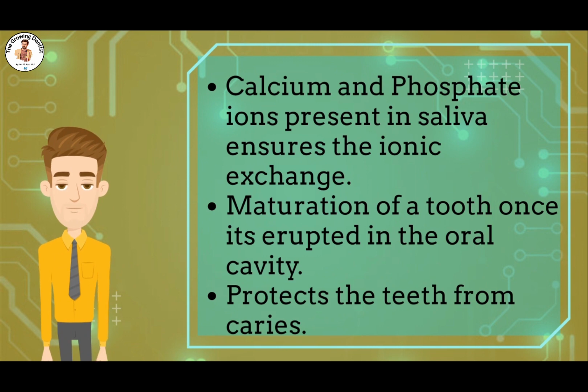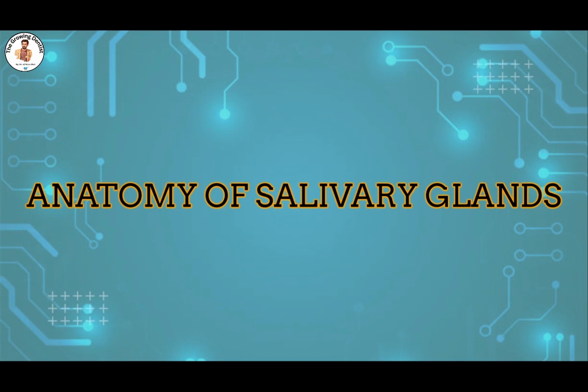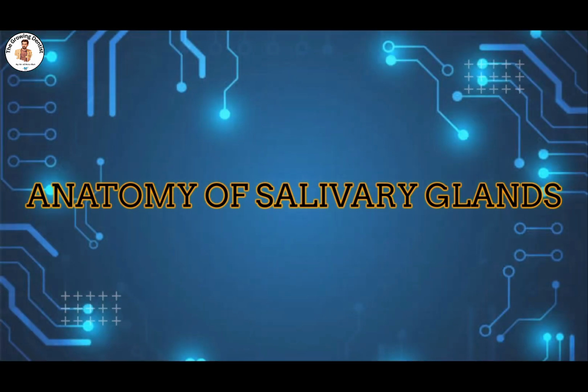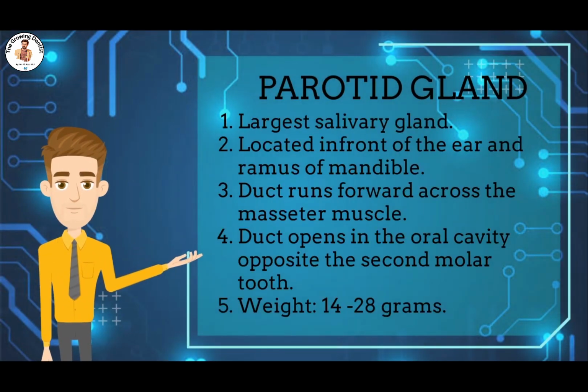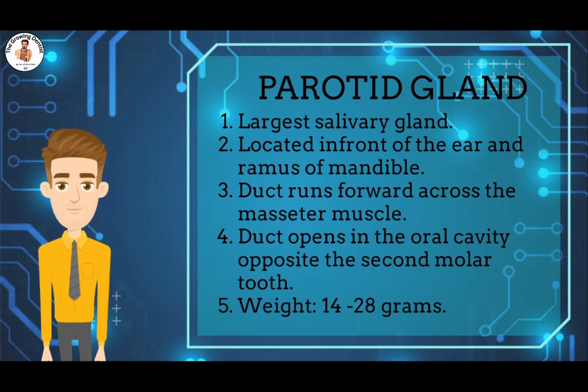Let's discuss the anatomy of salivary glands. Parotid gland is the largest salivary gland. It is located in front of the ear and ramus of mandible. This gland is intimately associated with peripheral branches of the facial nerve. Its duct runs forward across the masseter muscle and can be palpated with the finger. At the anterior border of this muscle, the duct turns inwards, and opens in the oral cavity, opposite the second molar tooth. It weighs between 14 to 28 grams.